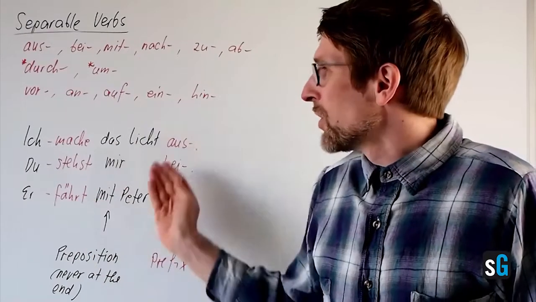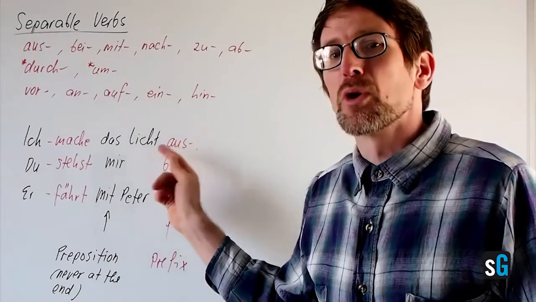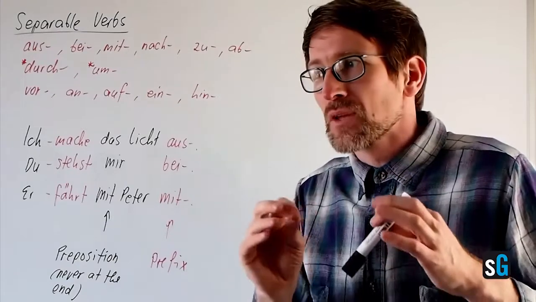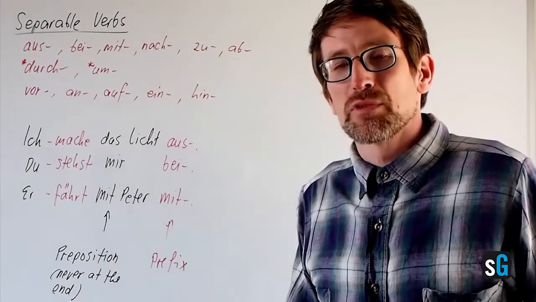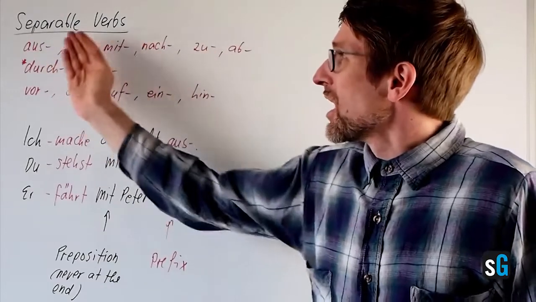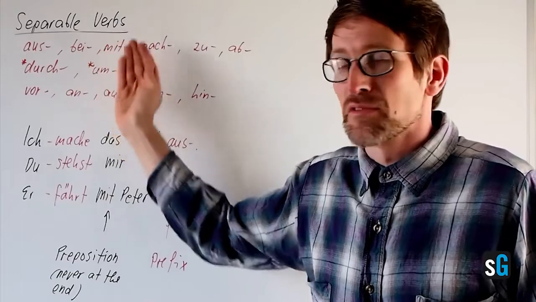So how do I know when to put this little part, this little piece here, which we call prefix, by the way? You see this here. How do I see that I have to put that at the end? Well, as you can see here, I have separated most of the prefixes in three groups.